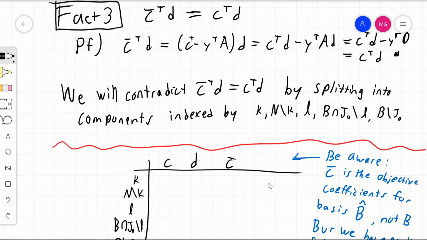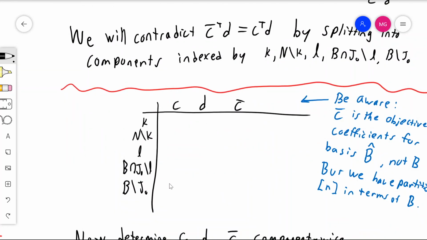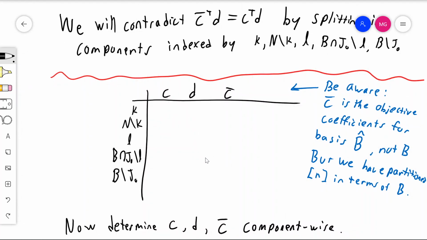So what I'm going to do is write a table here, and I'm going to fill in what the components, what the signs are actually. But anyway, what the signs of the components of each of these three vectors are for these partition parts of the index set, and then when you do the multiplication again, you'll find that actually C transpose D is not equal to C bar transpose D. So yeah, you could imagine doing that, and if you just wanted to take my word that that's what happens, you could just be done now. But of course we'll keep going. You can see how it works.